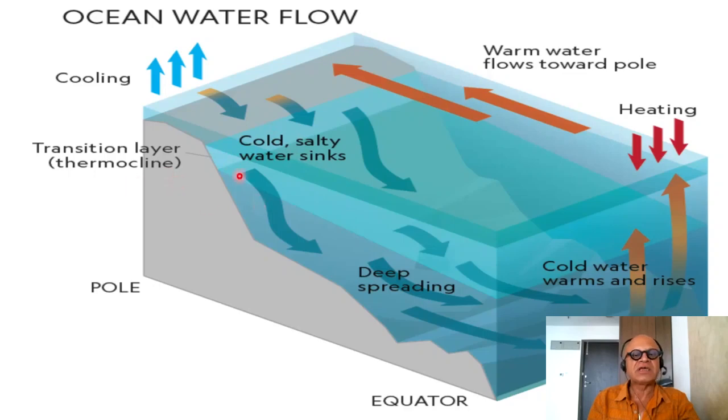So a transition layer or thermocline layer exists, and you have deep spreading happening here along the western side of the boundary, and the cold water warms and rises, and there is a lot of debate about where this energy comes from, because if you want to convert heavy water that can simply sit there but is being forced to become warmer and lighter, then you need a lot of energy.